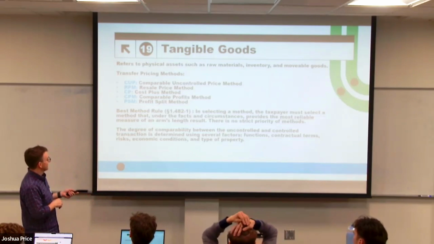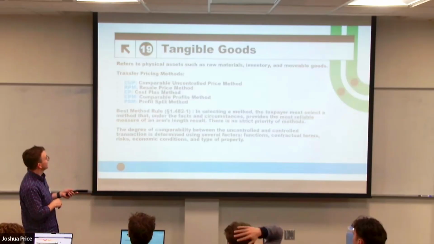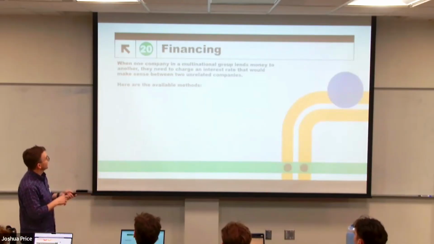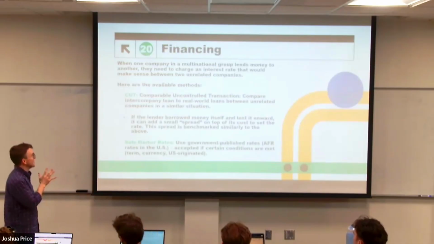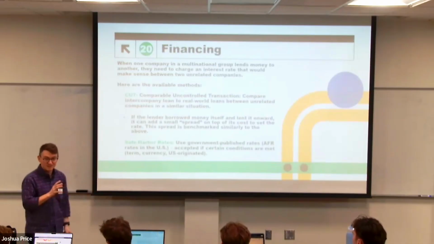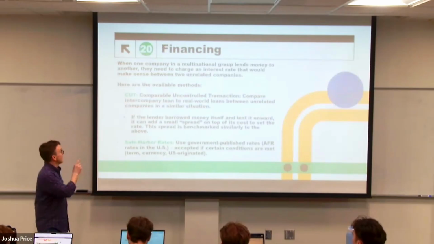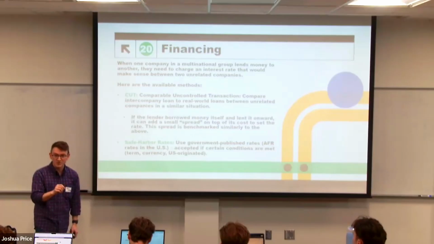Let's see, what's this last thing say? Okay, yeah, basics. We can go through some of the methods at a later point too, but these are what's available for tangible transactions. Financing, we already talked about what it is exactly, right? There's really only two methods that are basically there for that, right? A CUT, meaning comparable uncontrolled transactions, exactly like what we were describing.